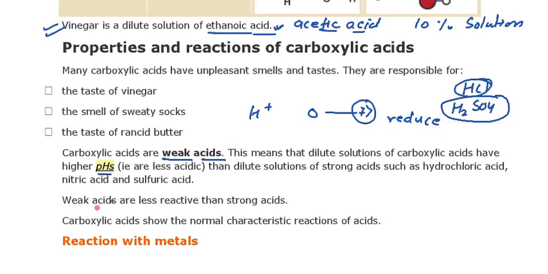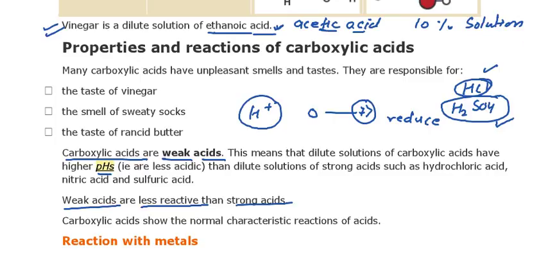As I said, an acid is something that gives H plus ions. Carboxylic acid is less able to give H plus ions, so weak acids are less reactive compared to strong acids like HCl and sulfuric acid, H2SO4, which very easily give their H plus ions and so are more reactive. Carboxylic acids show all the types of reactions of acids that strong acids perform, but they are not as reactive.